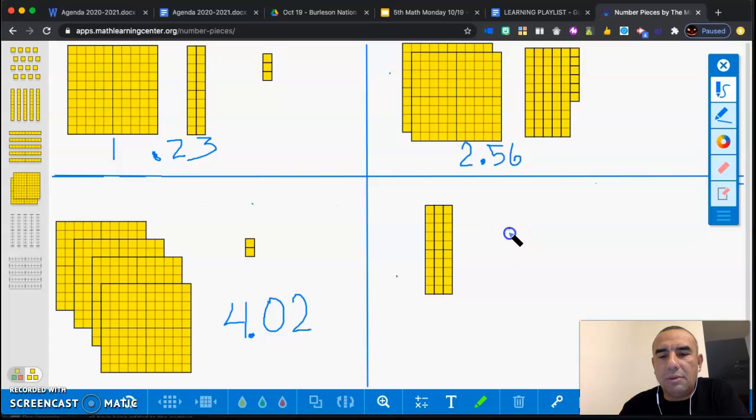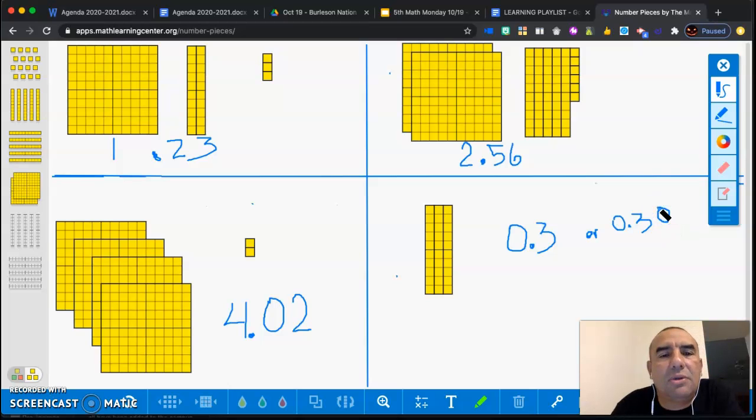And finally, I have 1, 2, 3. I have no wholes, right? So no wholes. So 0 point. I have how many tenths? I have 3/10. And how many hundredth? I have no hundredth. So you can either do 3/10 or you can do 0.30 hundredth. And these two values are exactly the same.